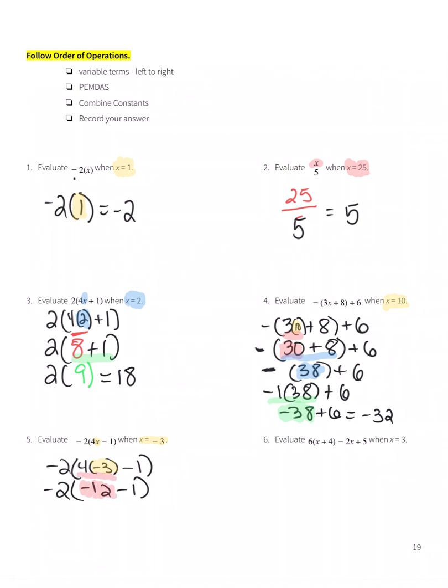Okay? All right, so then the next step here is to do what's in the parentheses. If we follow order of operations, we have negative 12 minus 1. Negative 12 minus 1 is equal to negative 13.